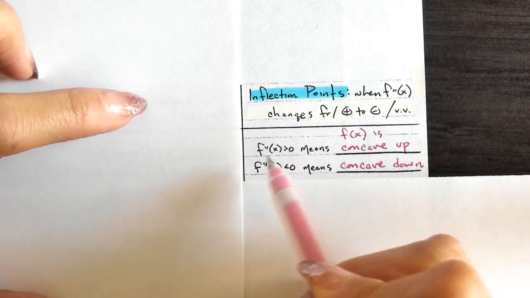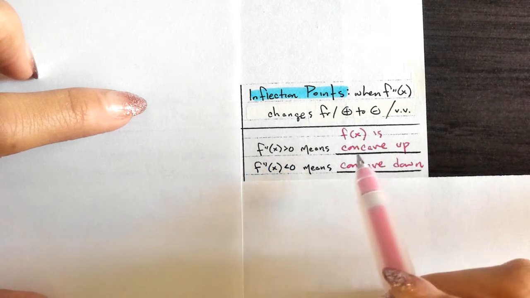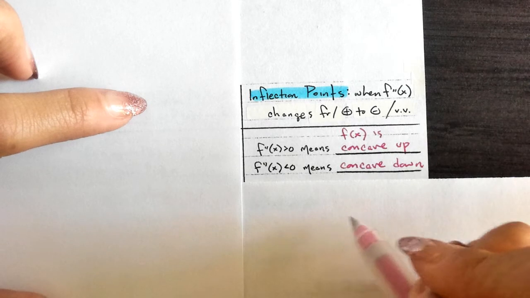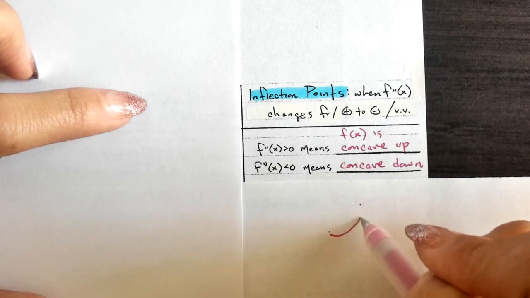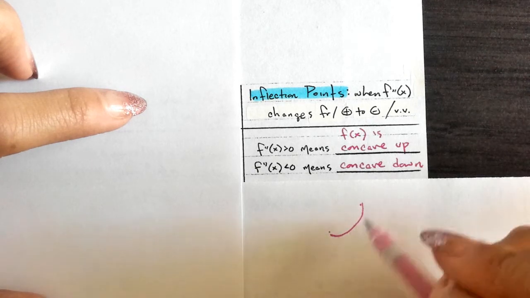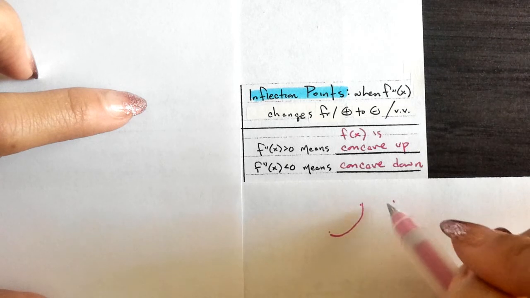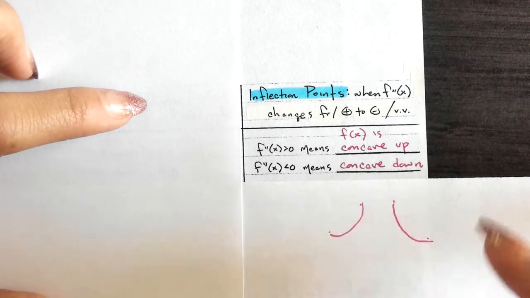So second derivative is positive, means that your original is concave up. What does concave up look like? Concave up from here to here would look like that. Concave up, right? The bowl is facing up. Or from here to here, if you're decreasing, concave up. Those are both concave up, all right?